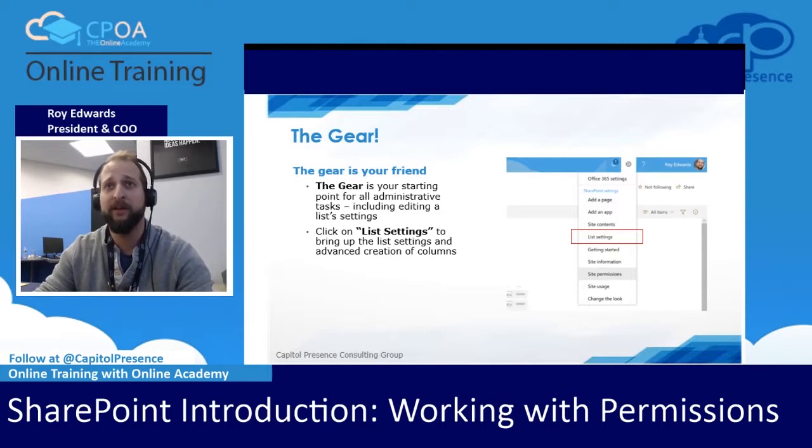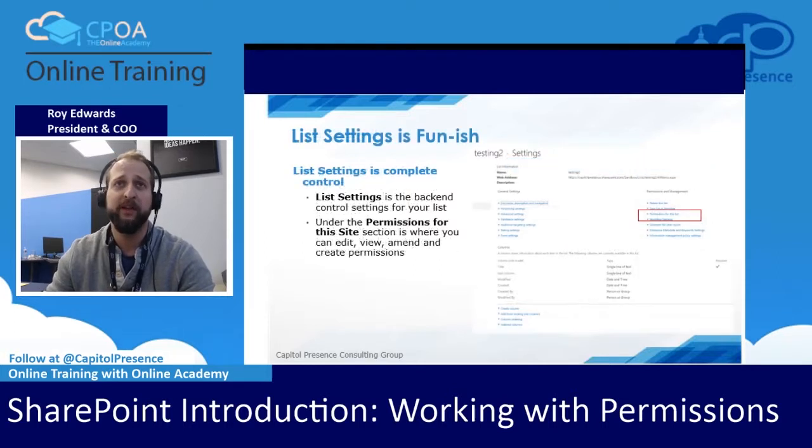So if you click on the gear, in this instance, we're using a list, so it'd say list settings. That would bring you to the list settings page, which is fun-ish. There is a lot of information here, but mostly we are going to focus in on permissions for this list. It would also say permissions for this site if you are on a site, or library if you're on a library. But for this instance, we are on a list, so we want to click permissions for this list.